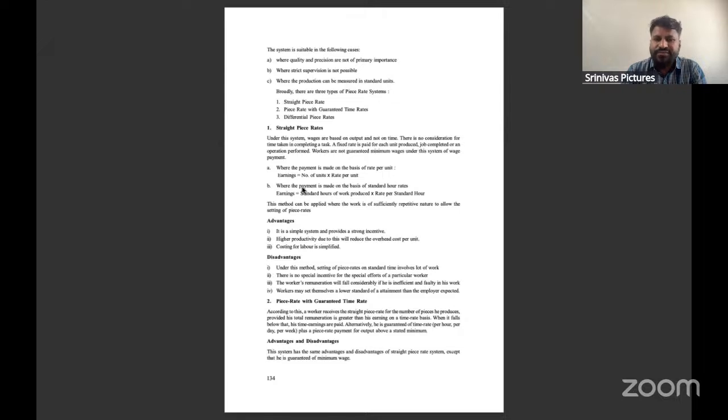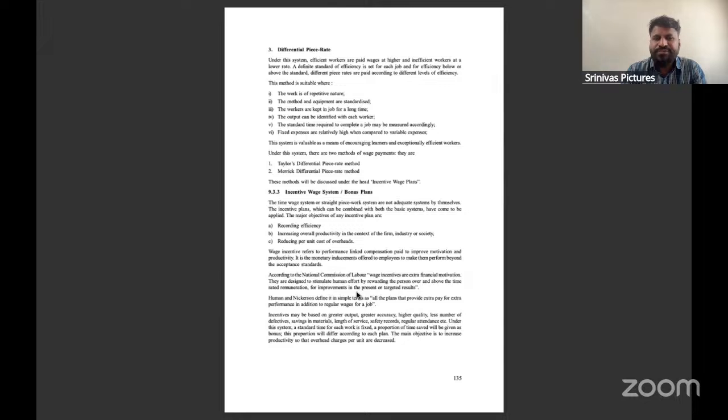And next one is whether payment is made on the basis of standard hours and rates. Standard hours and standard rate per hour. So this, go through the words. This is not that much difficult. You are able to understand when you go through your material.